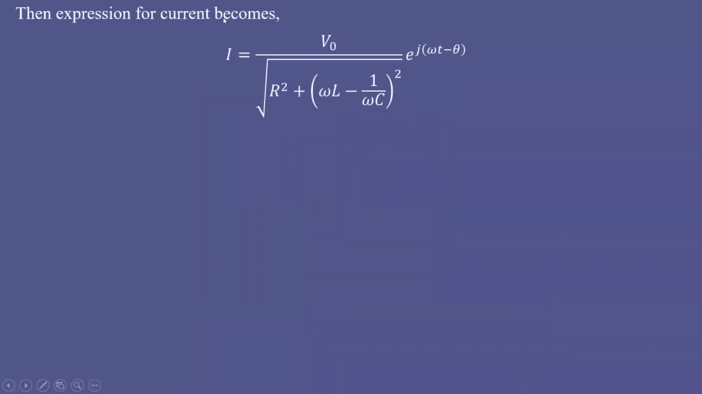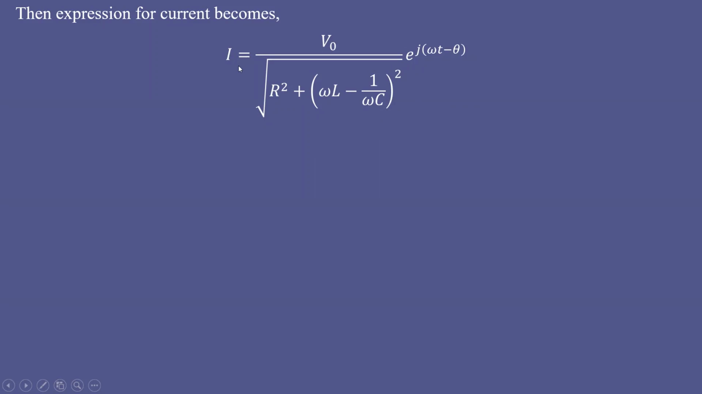So next step. That will give you I equal to V naught by square root of R square plus omega L minus 1 by omega C the whole square into e to the power j into omega t minus theta. And it represents that the current is having the phase omega t minus theta. What is the phase of the voltage? At the beginning we have taken V equal to V naught into e to the power j omega t. Phase of the voltage is omega t. Phase of the current, it is observed that it is omega t minus theta.